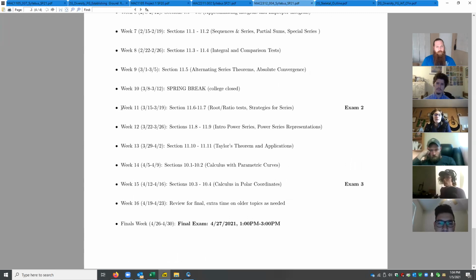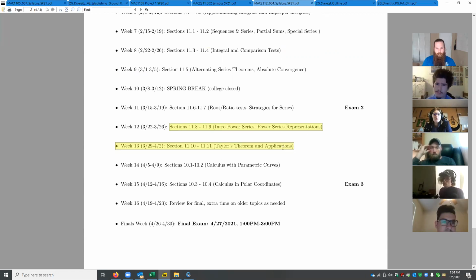The next portion of the class is on power series. These are kind of combining the idea of sequences and series with polynomials. So you have infinitely long polynomials, which can be used for approximating more complicated functions. It's a beautiful, beautiful bit of theory, but it's very calculation intensive and requires you to be 100% comfortable with the convergence material from exam 2. This is sort of the hardest part of the class.